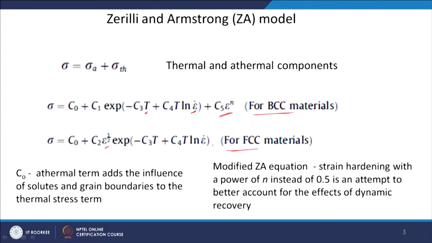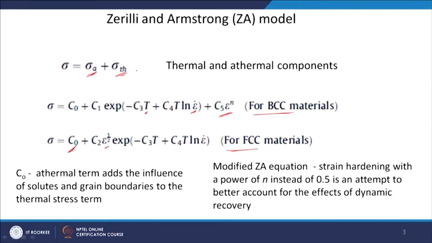C naught is basically the athermal term, which adds the influence of solute and grain boundary to the thermal stress term. So, this is our athermal component which we were trying to see in the first equation. So, you have athermal and thermal components.